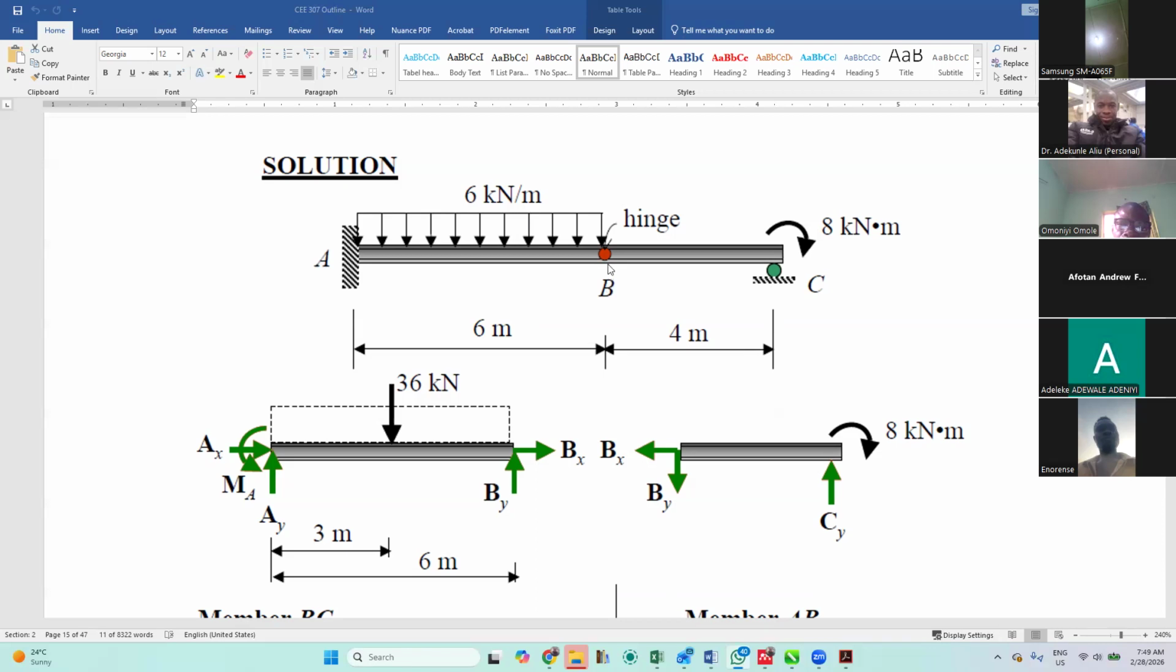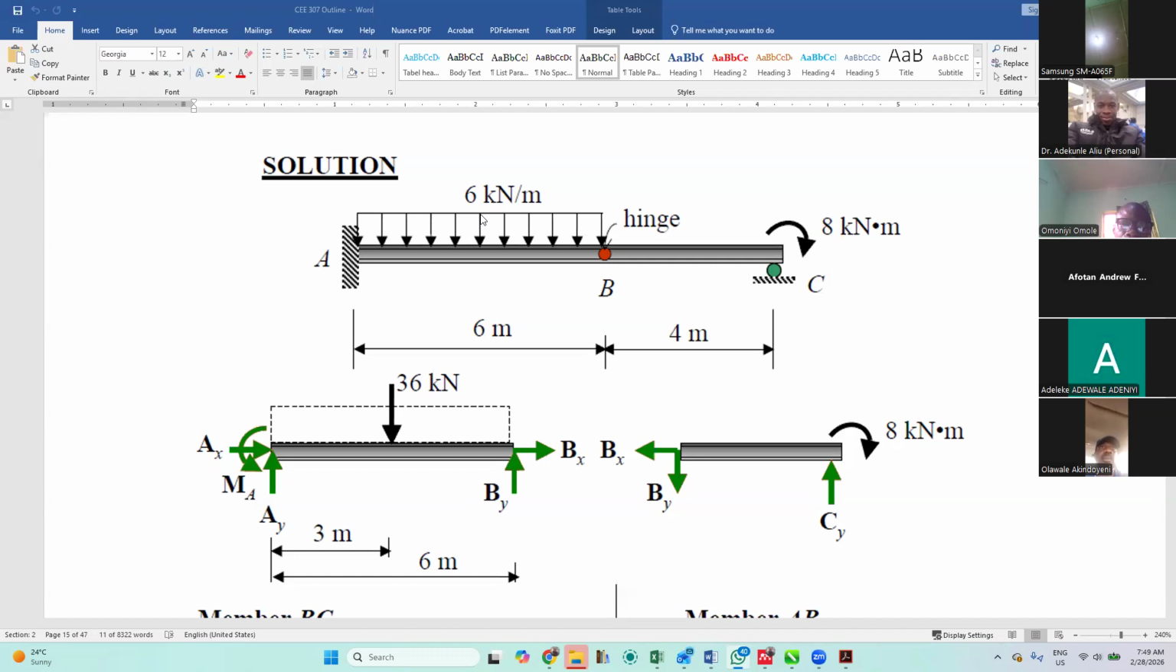Now, where we have a pin support, we know that member is having 2 unknown reactions in that place, which we will determine. Now, when you have a uniformly distributed load, you all know it. This uniformly distributed load says 6 kilonewton per meter. That is, for every meter, the force applied is 6. So if we have 6 meters, the total load will be 36.